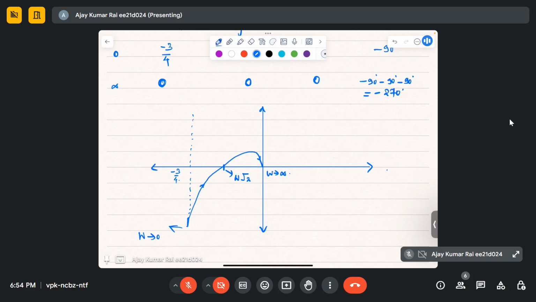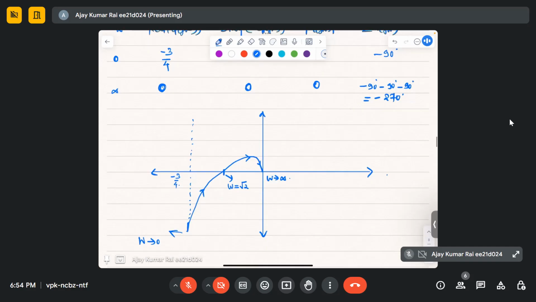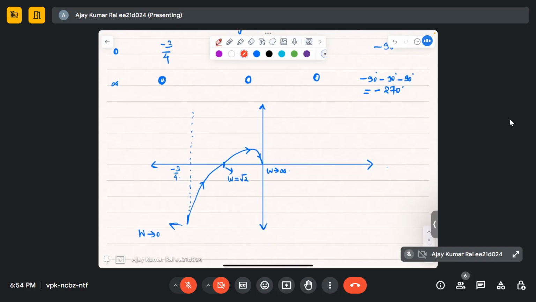Okay, so this is approximate. This point is omega equal to root 2. This is the crossing point, right? So let me just mark this. Let me mark with red, this is when omega is less than root 2, and the other point is this.